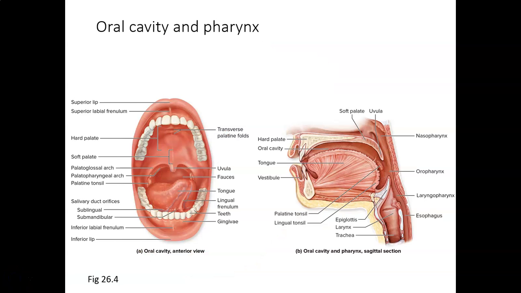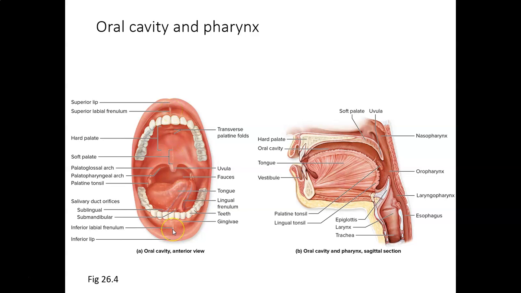Let's start with the starting part of the GI tract, that will be the oral cavity. Here is the anterior view, and you can see the outermost part is the lips, the superior lip and the inferior lip. Then there are a few frenulum in the oral cavity. The first one is the superior labial frenulum, the cord connecting the lip with the gum.